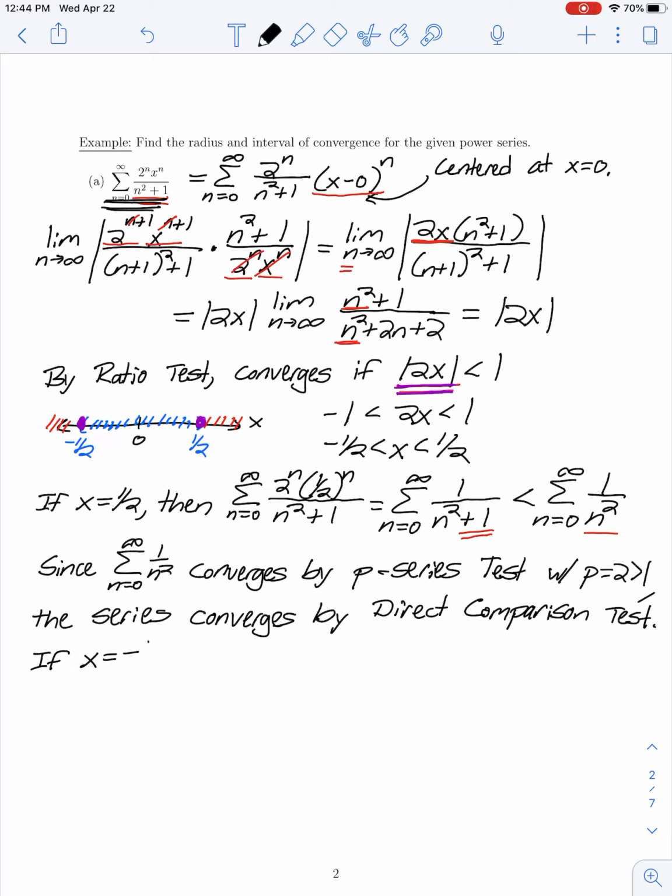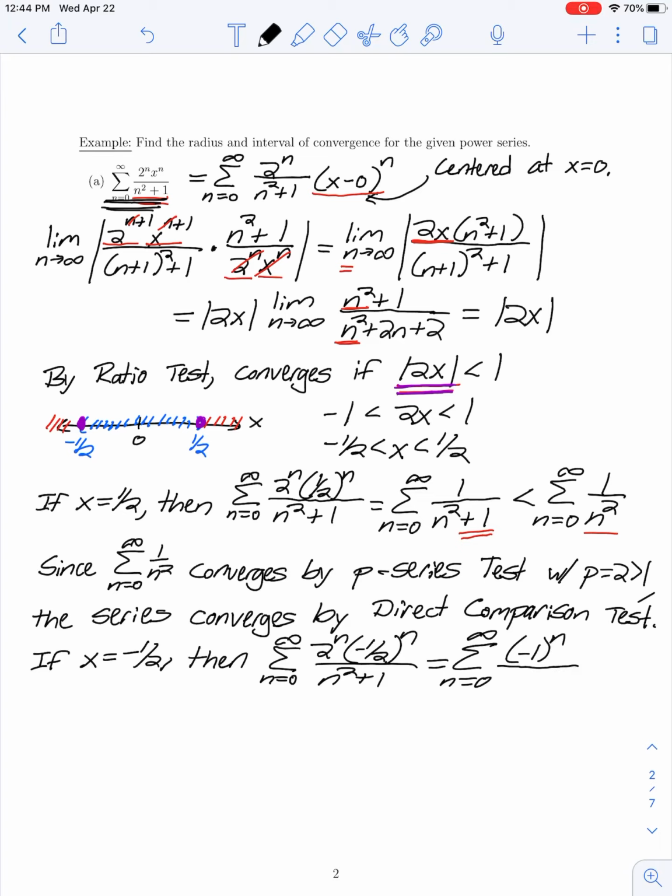So if x is equal to negative 1/2, then our series, which was the sum from 0 to infinity of 2 to the n times negative 1/2 to the n, since x is negative 1/2, over n squared plus 1, becomes the sum from 0 to infinity of negative 1 to the nth for our numerator, divided by n squared plus 1 for our denominator. So this is an alternating series.